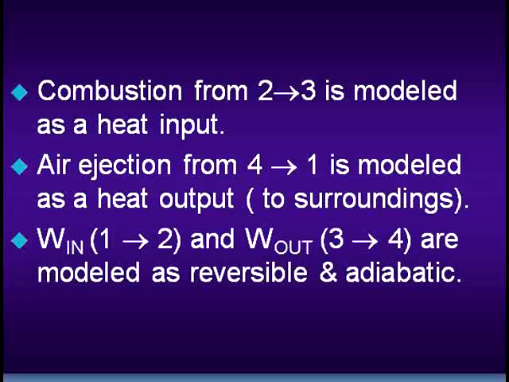The combustion from 2 to 3 is modeled as a heat input. The air ejection from 4 to 1 again is modeled as a heat output. This is to the surroundings. The air goes out and cools down. You could reuse it if it had enough oxygen in it. Generally, you'll try to bring in fresh air with new oxygen. And from 1 to 2 and 2 to 3, we're treating those as reversible and adiabatic, hence the constant entropy that we saw earlier.